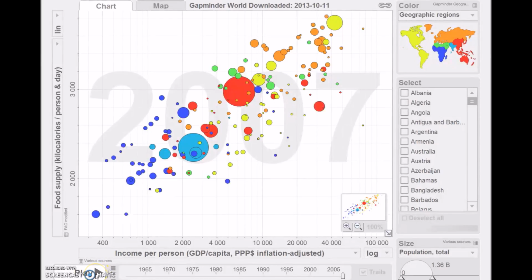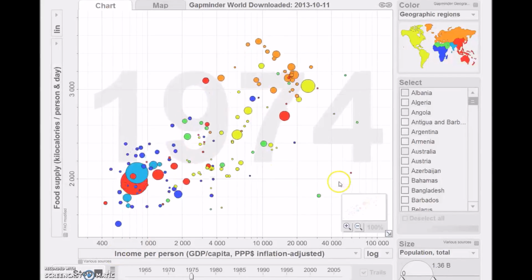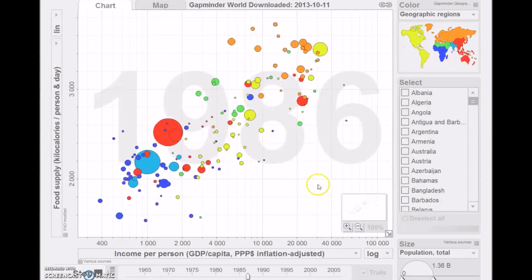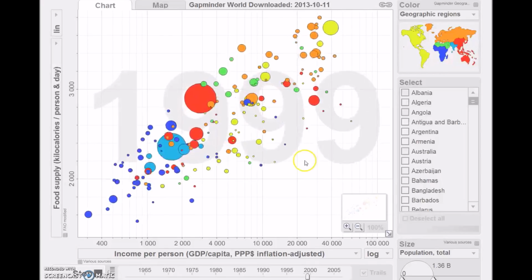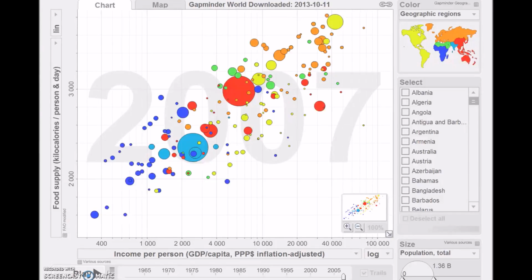So I'm going to play the data for you from the year that it was initially collected, which was 1961, and it ends in 2007, so that you can have a look at the movements of the countries. There are some randomly moving countries here that have interesting patterns, and you can see there are some countries that move backwards. And I'll analyze this in just a minute.